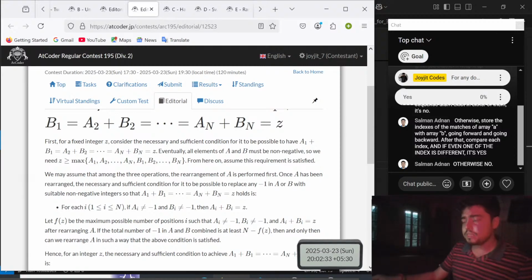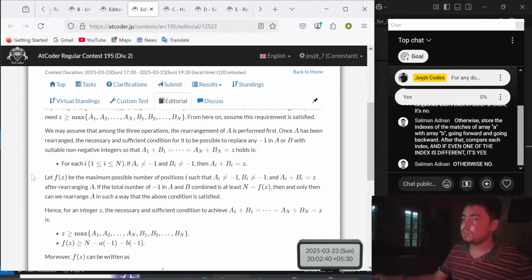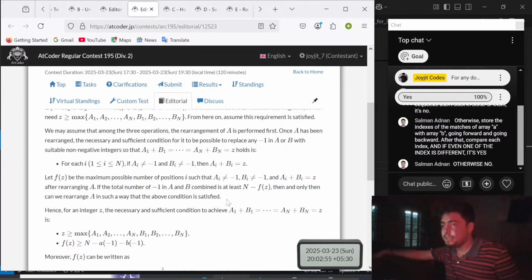Let f of z be the maximum possible number of positions i such that A of i plus B of i is equal to Z after rearranging A. If the total number of -1 in A and B combined is at least n minus f of z, then and only then we can rearrange A in such a way that the above condition is satisfied. Okay, so he has come up with some other logic basically. I'll tell you what he has come up with.